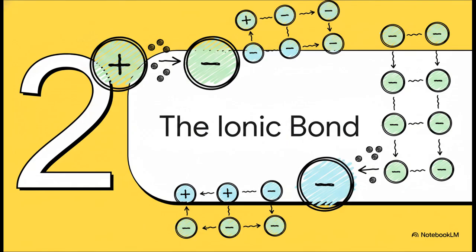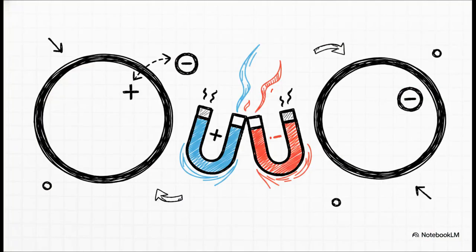ionic bond. Now, the most important word here, guys, is transfer. This is not about sharing. The metal completely gives its electron to the nonmetal. So what happens? By losing a negative electron, the metal atom becomes a positively charged ion. And by gaining one, the nonmetal becomes a negatively charged ion. And what do opposites do? They attract. Just like magnets, they stick together with this incredible force. And that is the ionic bond.